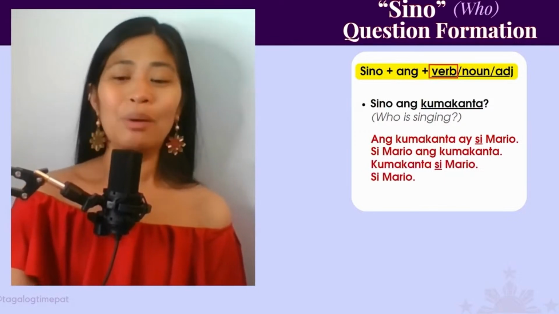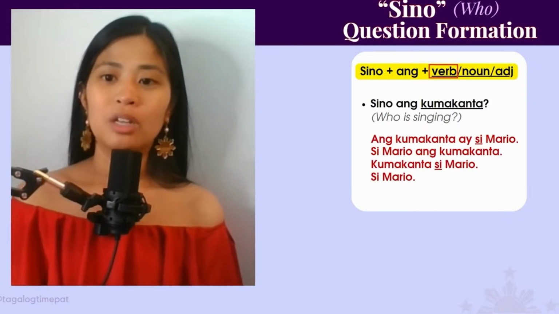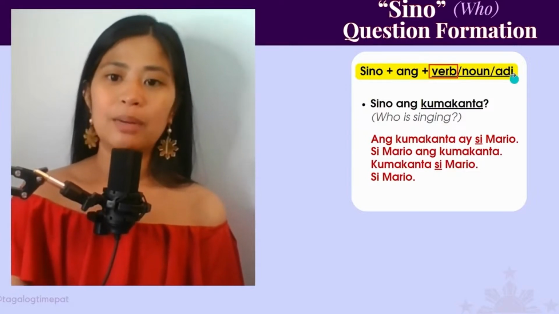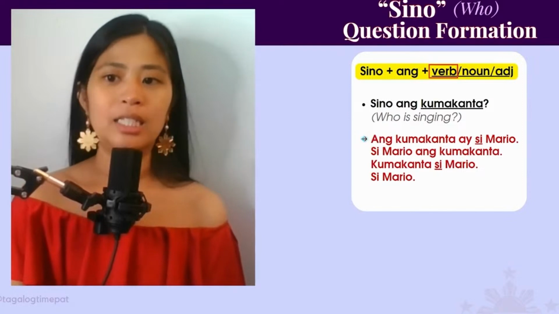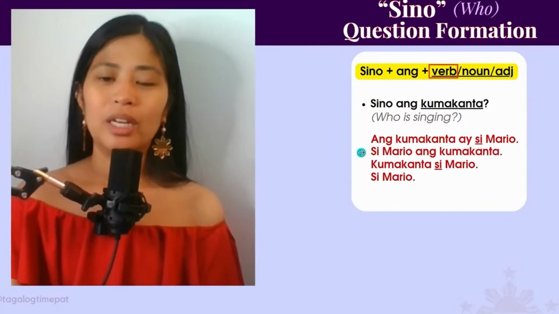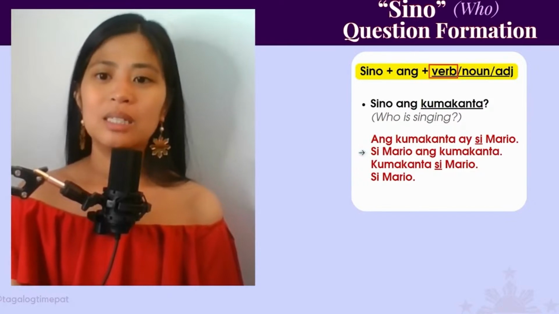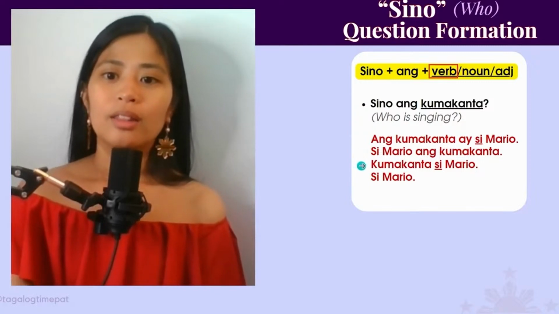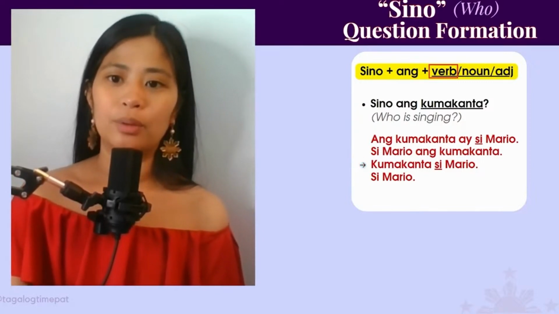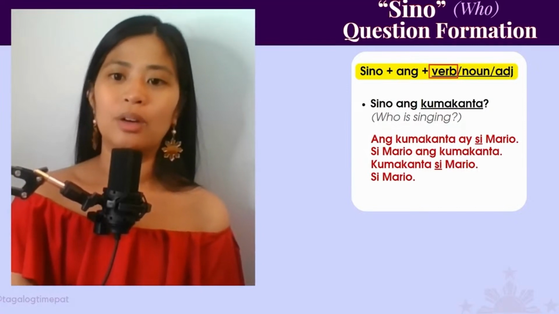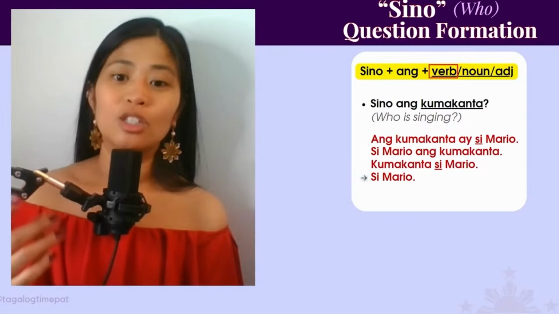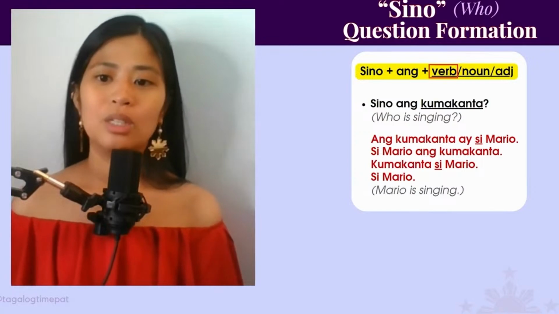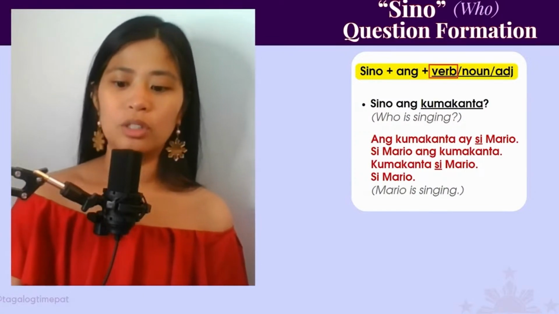Si Mario. I wanted to show you all the different ways a response could be made. So, sino ang kumakanta? Who is singing? This first example is formal. Ang kumakanta ay si Mario. This next one is a little bit formal as well. Si Mario ang kumakanta. That's kind of formal. This one is casual. Kumakanta si Mario. Mario is singing. And then this last one is just a short answer. So, si Mario. Who is singing? Mario. So those are the different ways you can say Mario is singing. Those are the different responses.